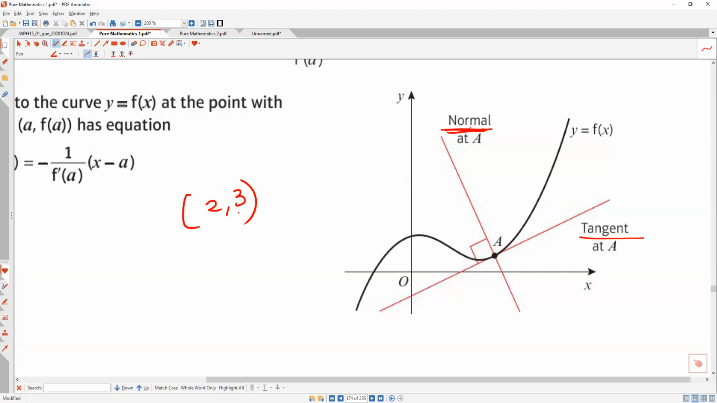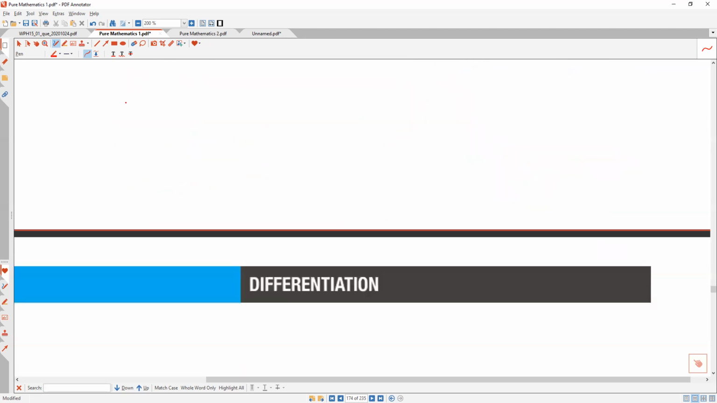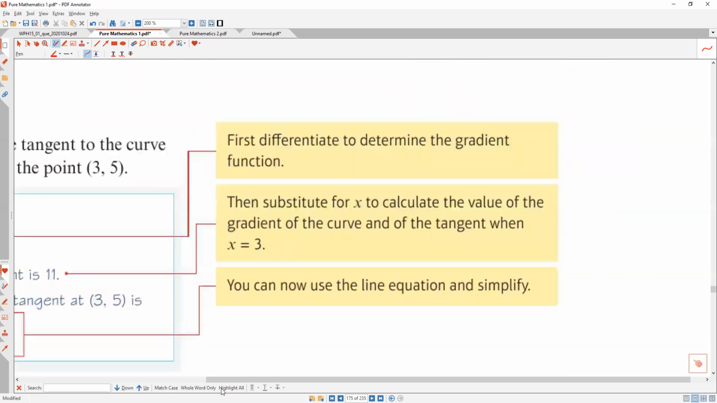But the gradient of the tangent multiplied by the gradient of the normal should be -1. Why? Because they both are perpendicular to each other. Clear? This is something you guys should remember: the normal and tangents are perpendicular to each other. Okay, so let's go to the actual sums over here now.